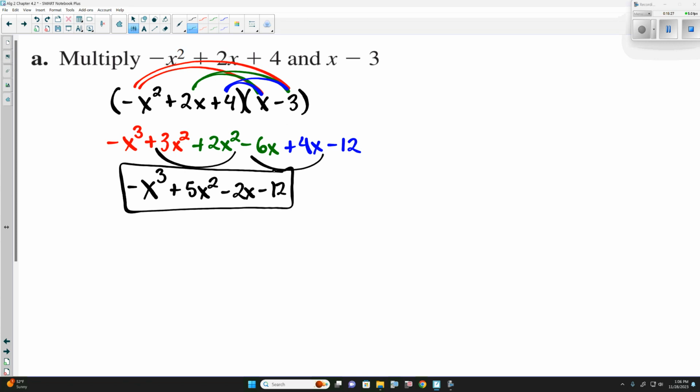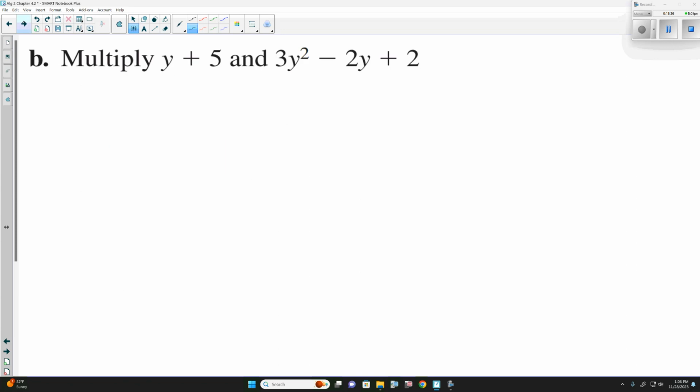Questions on this here? Are you ready for the next one? y plus 5 and 3y squared minus 2y plus 2.